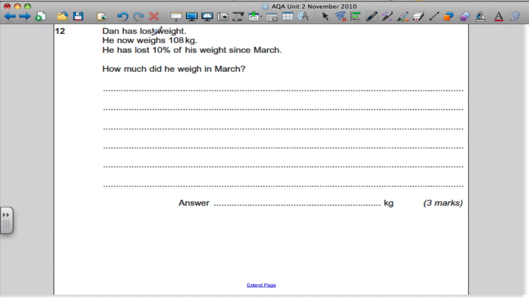Question 12. Dan has lost weight. He now weighs 108 kilograms. He has lost 10% of his weight since March. How much did he weigh in March?